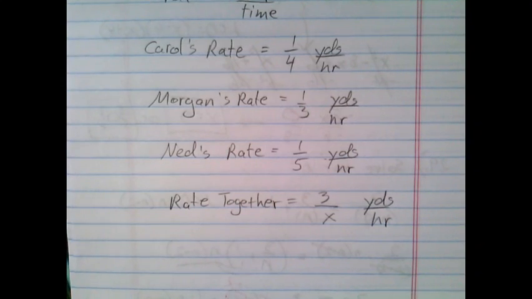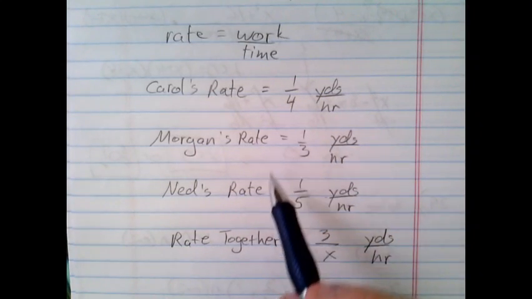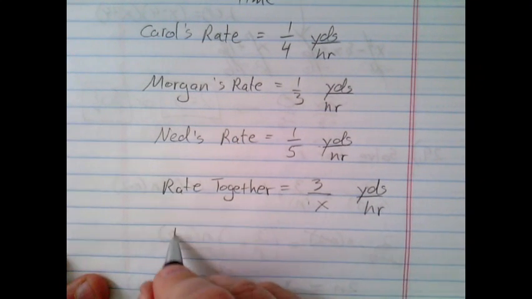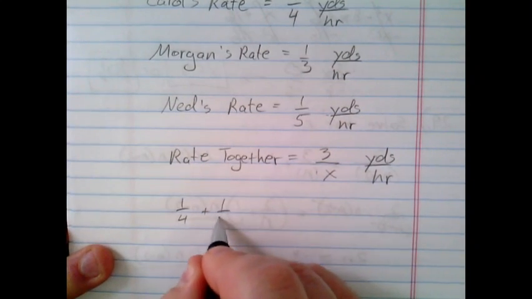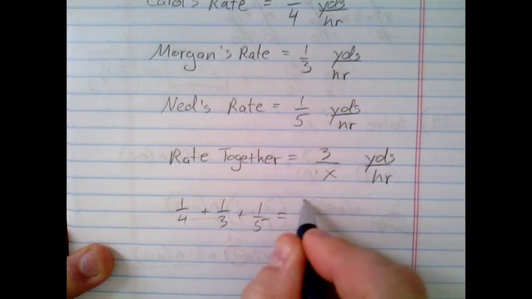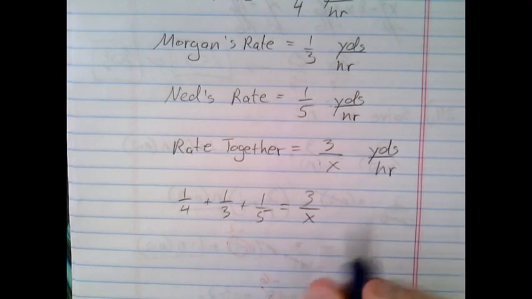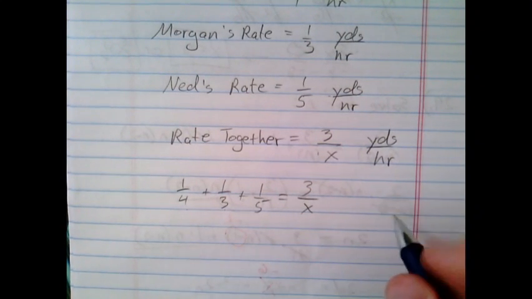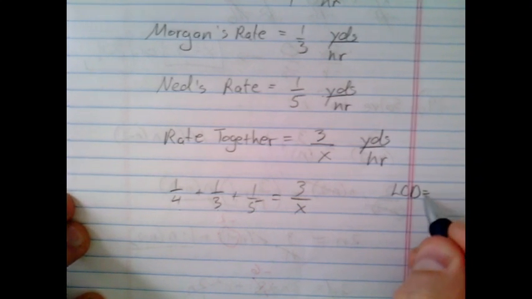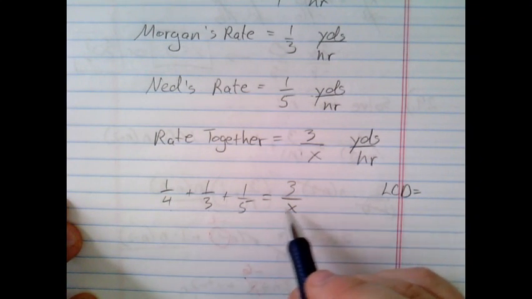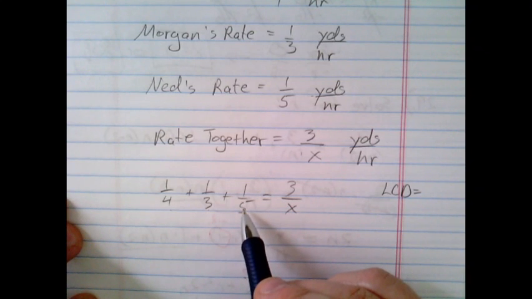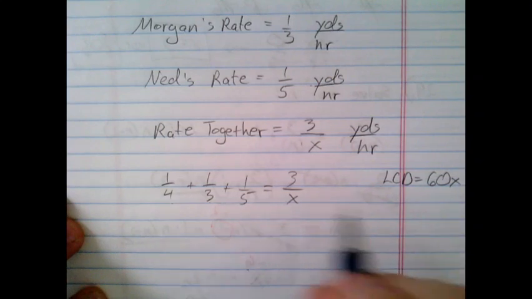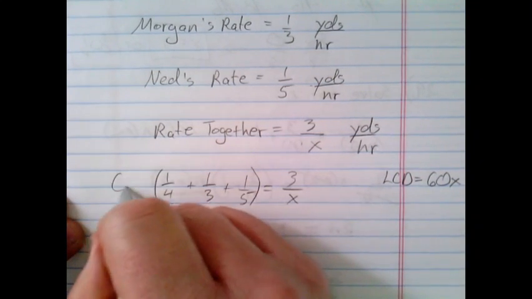Now here's the thing. Carol's rate plus Morgan's rate plus Ned's rate has to equal their rate together. So 1/4 plus 1/3 plus 1/5 has to equal 3 over X. Now I just have a rational equation. I can look at the denominators to see that my LCD is just the product of all of them. So 4 times 3 is 12, times 5 is 60. So that's 60x. So I need to multiply both sides of this equation by 60x.